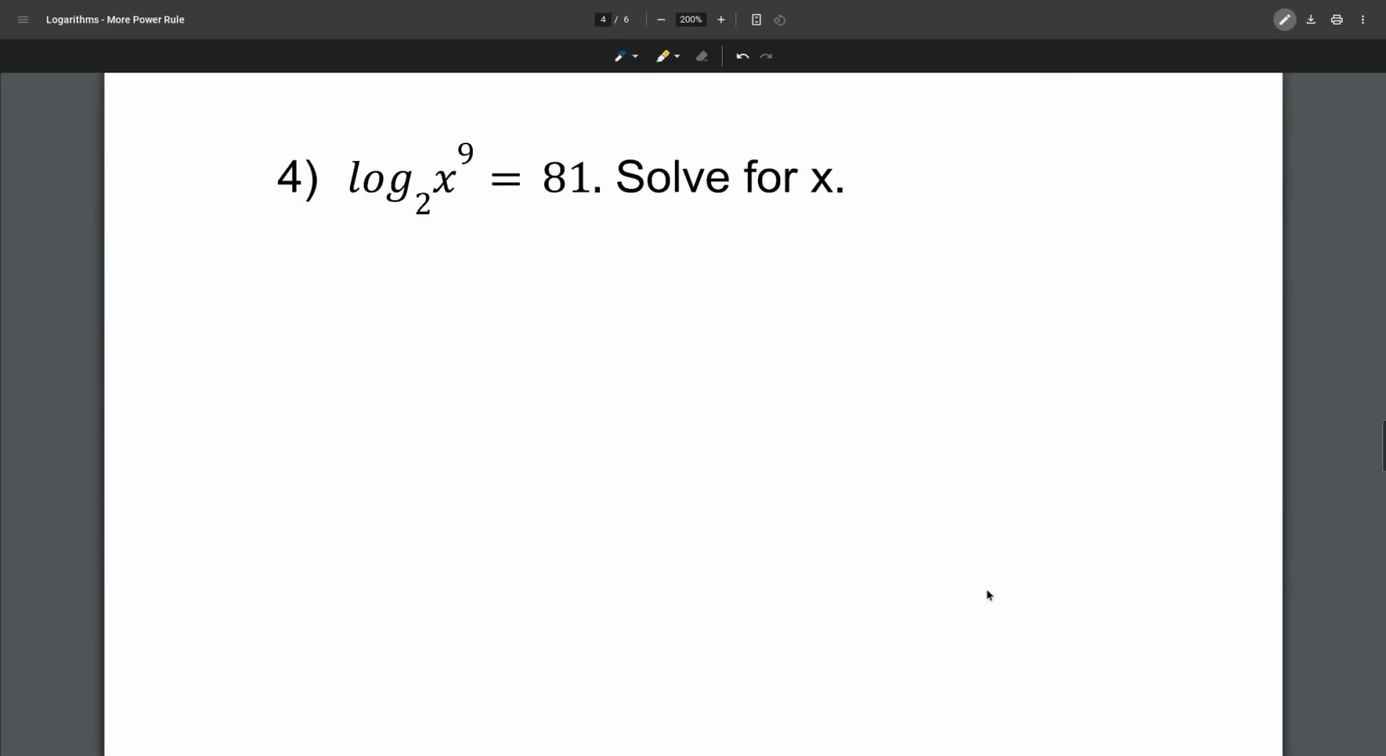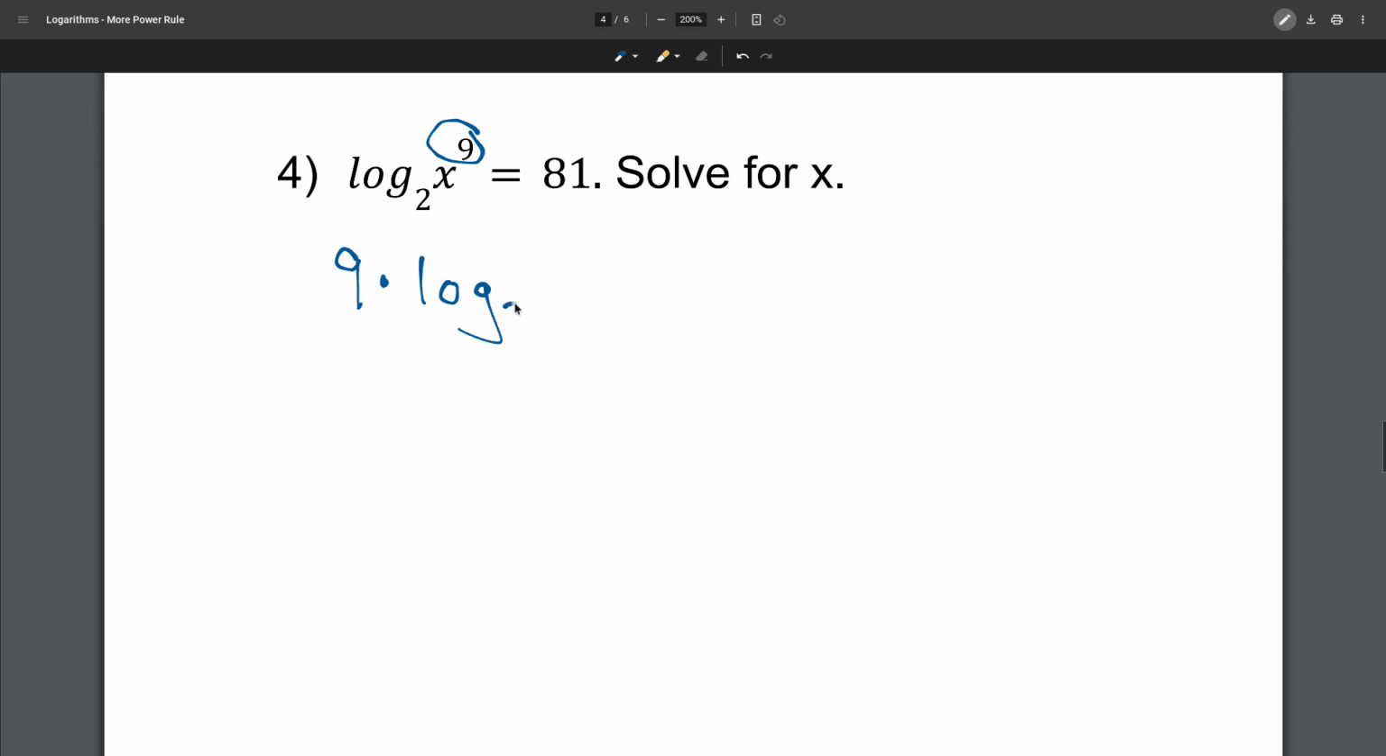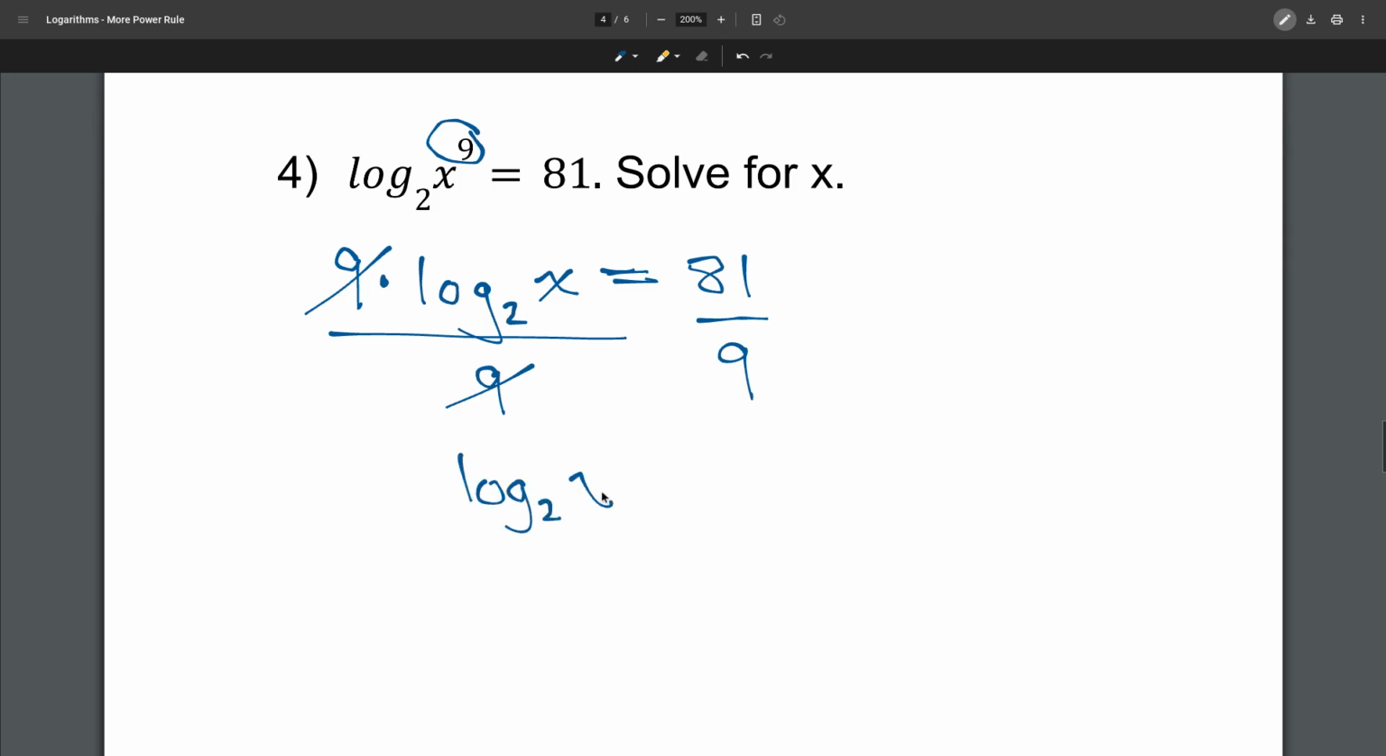All right, this next one we're doing log base 2 of x to the 9th power equals 81. We want to solve for x again. We're going to take the power here, 9, and put it in front. So we'll do 9 times log base 2 of x. Set that equal to 81. We're then going to divide both sides by 9. And we'll get log base 2 of x equal to 9.